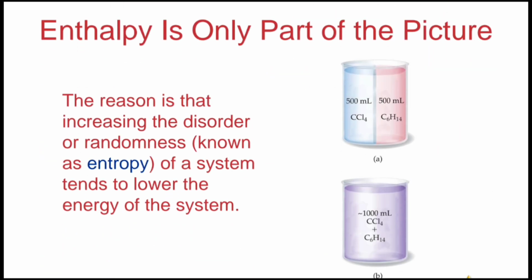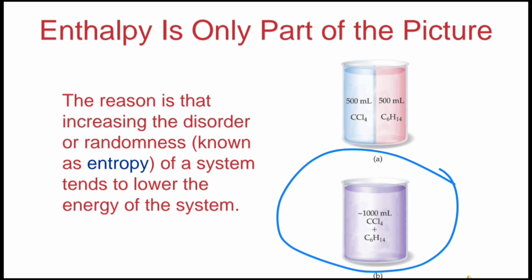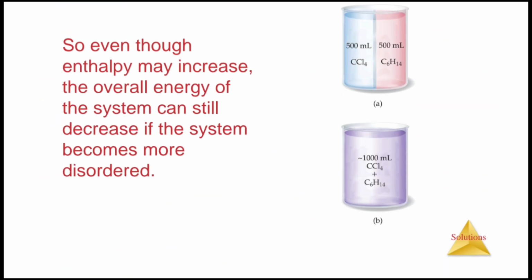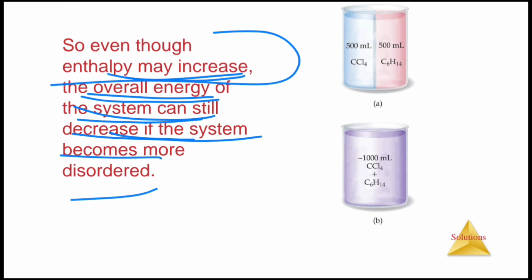Enthalpy is only part of the picture. When there is some disorderedness or randomness, that is, an increase in entropy, the system tends to lower its energy. The energy of the system becomes lower, and the solution is formed. Enthalpy may increase the overall energy of the system, but the overall energy of the system can still decrease if the system becomes disordered or some randomness occurs.